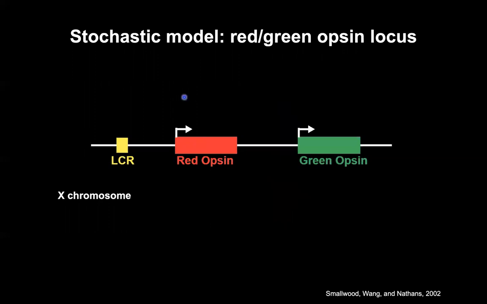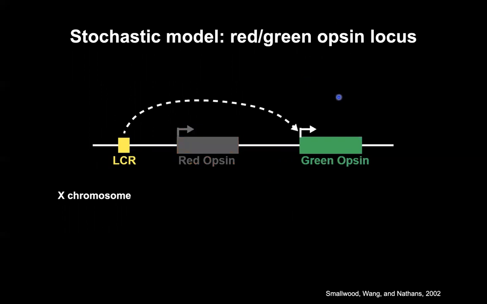Red and green opsin lie in an opsin array on the X chromosome, where a locus control region, or LCR, is an enhancer required for the expression of both red and green opsin. It has been hypothesized by the Nathans lab here at Hopkins that cells randomly choose one opsin or the other via a distance-dependent DNA looping mechanism.